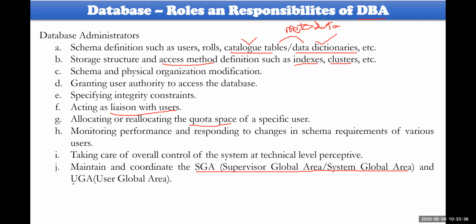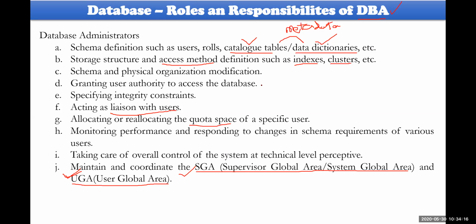Whereas the user area, if you are the examination branch, you have your own specific area. You cannot touch any other area related to other kinds of users. If you are in scholarship, you cannot touch the examination or principal or HOD's area. That is why it is called the user global area. The user global area is specific for each and every user, whereas the supervisor global area has control over all kinds of areas, I mean spaces, and these will be maintained by the database administrator.